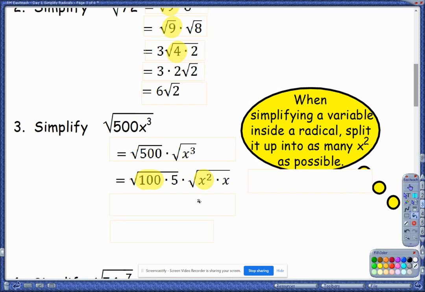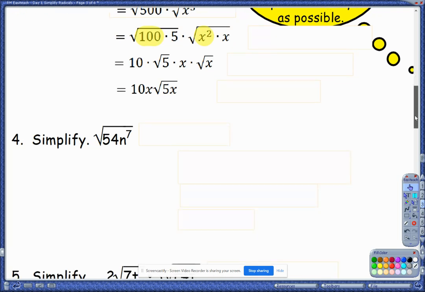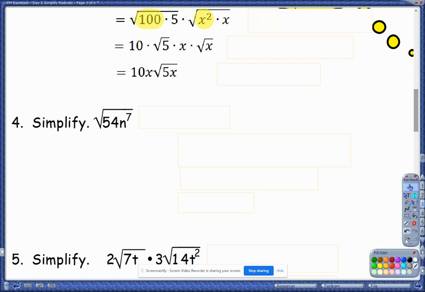And then 100 becomes 10 times radical 5, and x squared comes out as just x, leaving radical x. We're going to multiply out what's outside the radical and multiply what is inside the radical together, and we get 10x times radical 5x. See if you can try this on your own and then take a look.